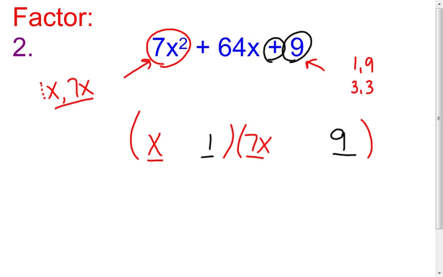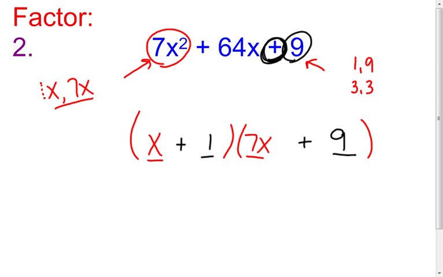When you have a positive right here, then you can multiply two positives to make a positive, or you can multiply two negatives to make a positive. So if this is a positive, you can either have this be plus plus, or you could have it be minus minus. Okay, we're going to try plus plus. Minus minus might work. Alright, so I know that 1 times 9 makes positive 9 in the back, which is good.